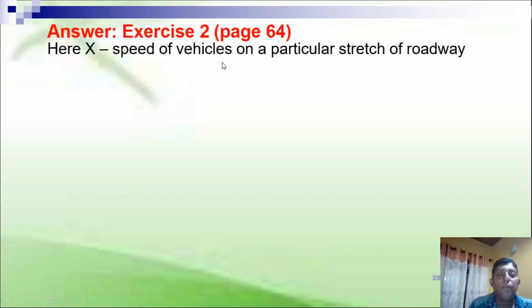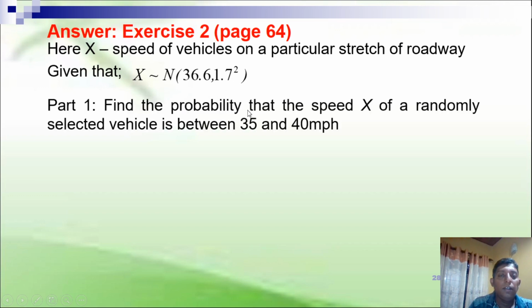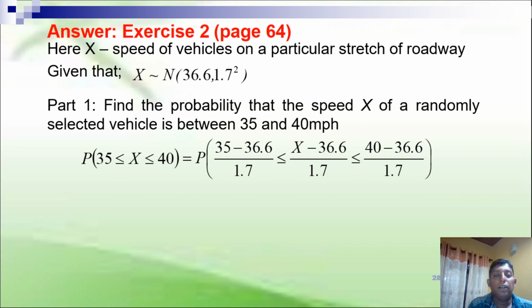First, define X as the speed of vehicles. Given that X follows a normal distribution with mean 36.6 and variance 1.7 squared. This is part 1 of the question: find the probability that the speed X lies between 35 and 40. Then convert the X values into standard normal Z values. I think you are now familiar with this process. Just subtract the mean from the individual values, then divide by the standard deviation 1.7.